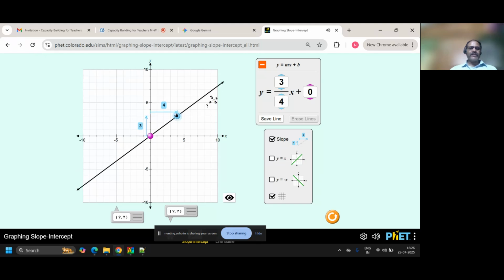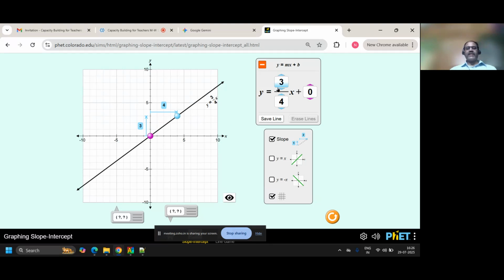You move the point, you are changing it. It is moving to 3 and 4. Let us take this point. Here, this is 4, 3. It is 3 units on y-axis, 4 units on x-axis. So the delta y by delta x is the slope.